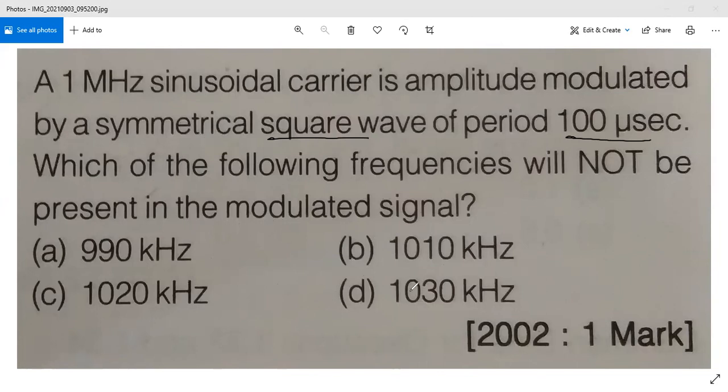Okay, so koi bata sakte ho answer iska? Carrier ka frequency diya hua hai aur modulating signal ka time period diya hua hai. So what we can get from here? 1/T, f equal to 1/T sir. Yes, yes. So modulating signal का जो time period दिया हुआ है, वो दिया हुआ है.